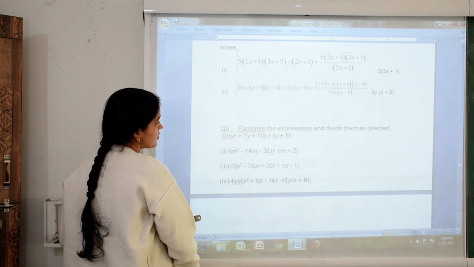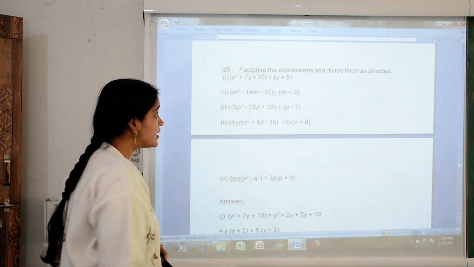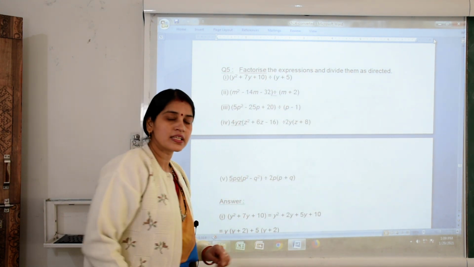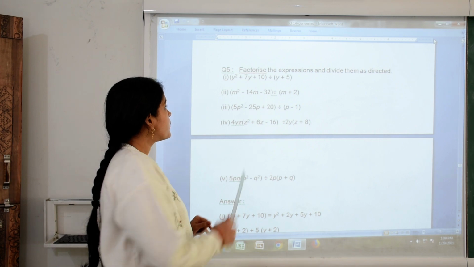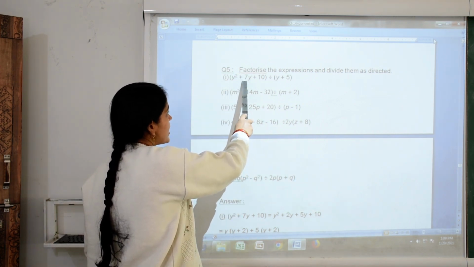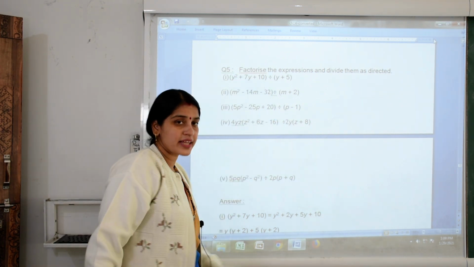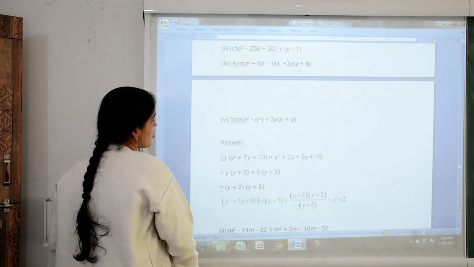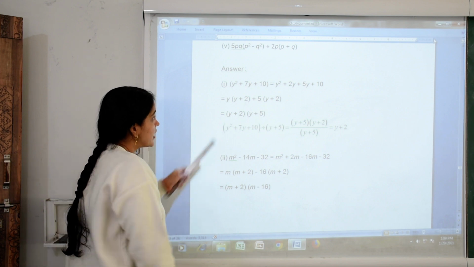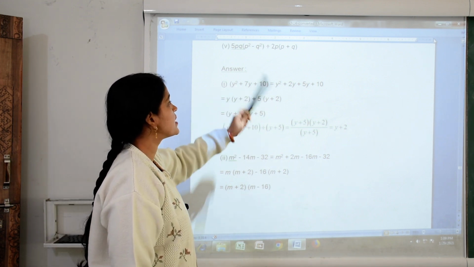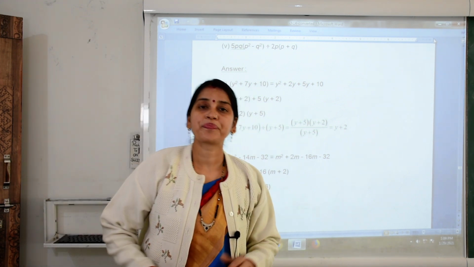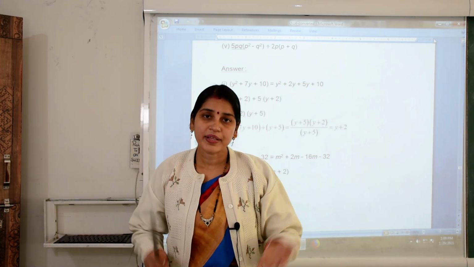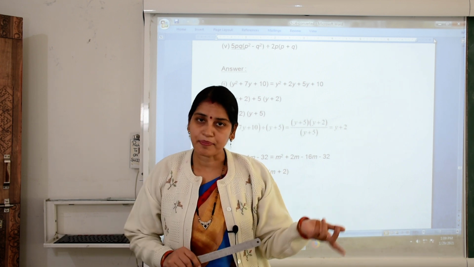Now the last question of this exercise: factorize the expressions and divide them as directed. Now here you are given y square plus 7y plus 10 divided by y plus 5. So first of all, what you have to do is solve y square plus 7y plus 10. Now I have told you 4 methods of factorization, so you have to see which is applicable.